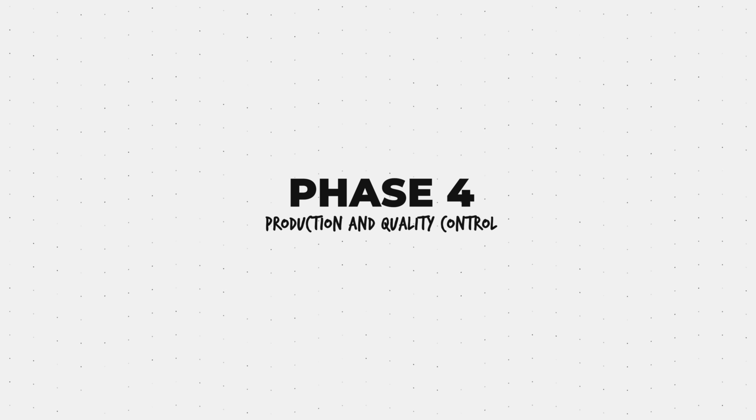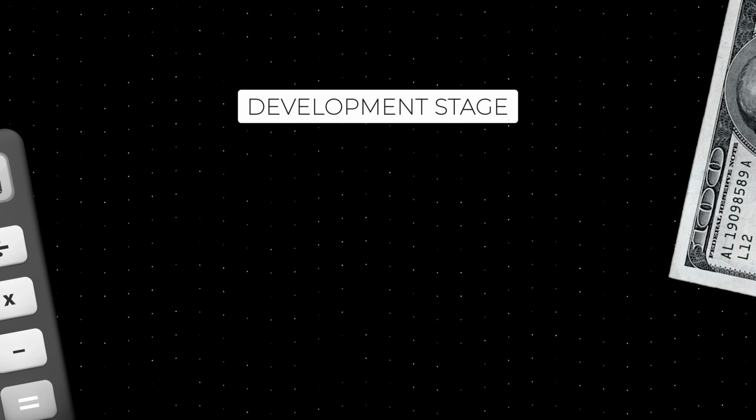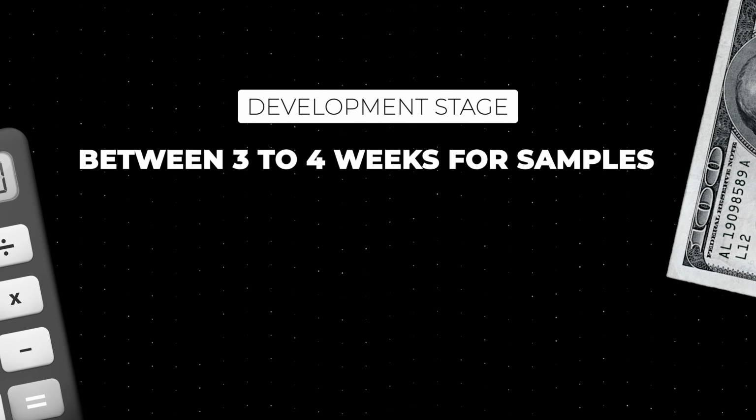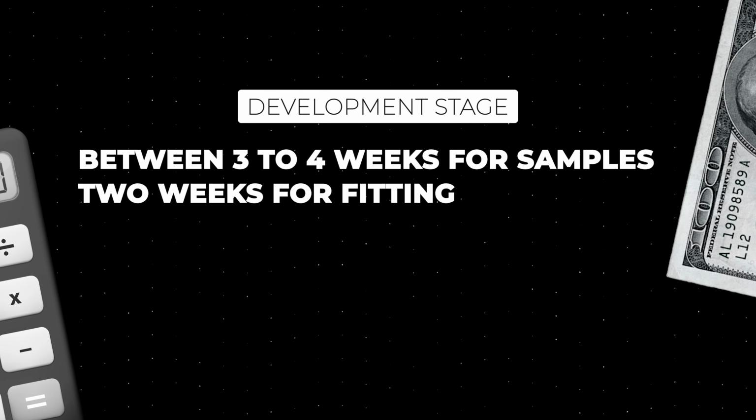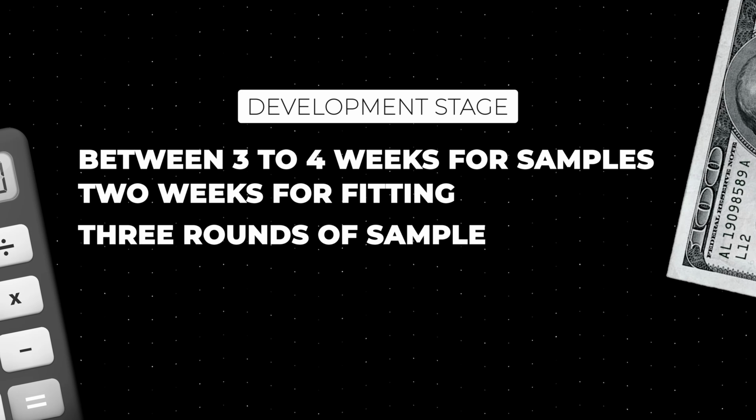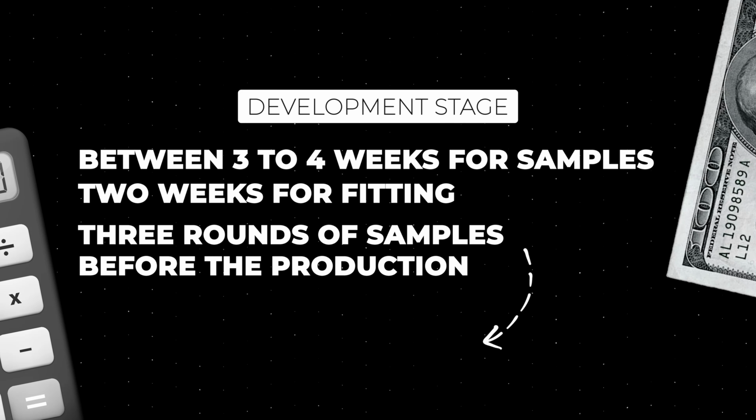Because in general, I think a good rule of thumb is to expect 2 to 3 sample rounds per development for your budget and then for your time as well. So just in the development stage, if you're thinking 3 to 4 weeks per samples and then 2 weeks for fitting, so if you're fixing in 3 rounds of samples before you approve for the production, that's going to be 18 weeks for development. That's probably pretty much the minimum.